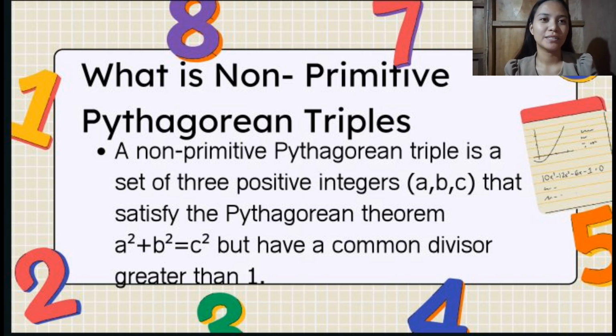Now let's talk about non-primitive Pythagorean triples. So what does it mean? These are the triples where the three numbers share a bigger common factor other than 1. It means you can divide all of them by the same number and still get another whole number.